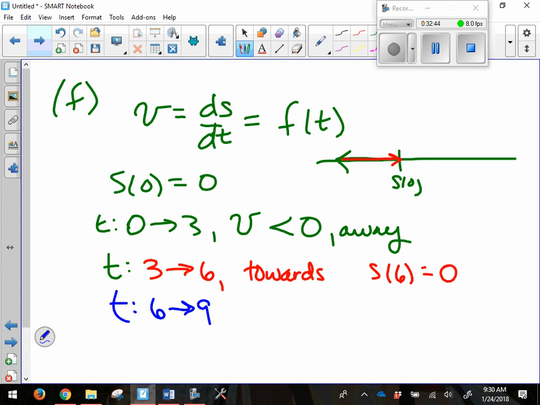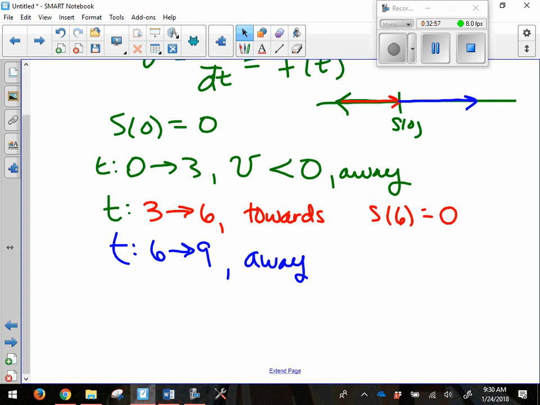Well, it doesn't change direction, so it keeps moving this way. It's moving away from the origin. It's moving in the positive direction, but it's moving away from the origin. So you have to be careful about what the question is asking you. Okay. All right. We got it? We good?